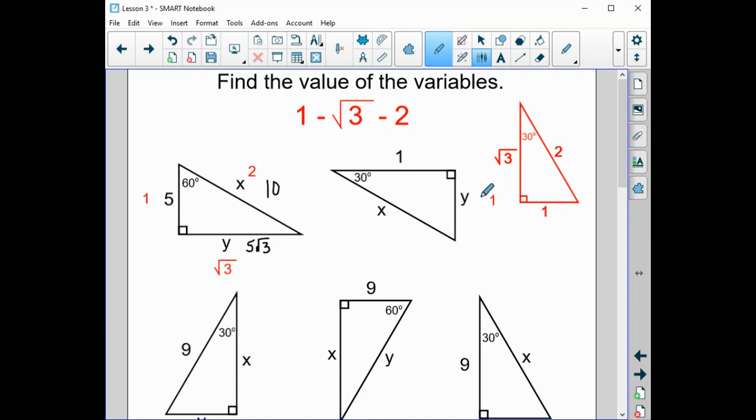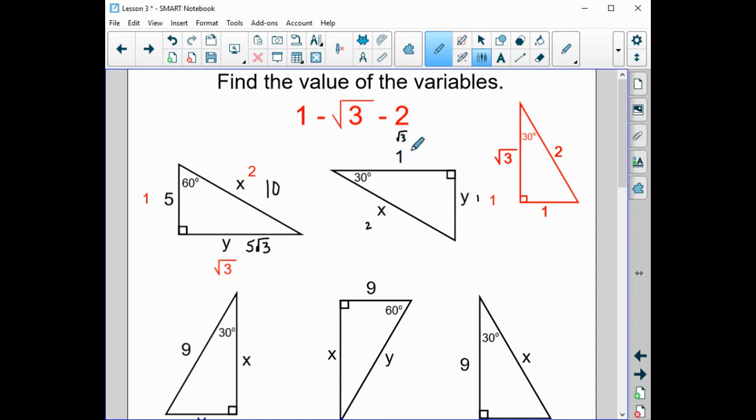On my next example, I've got the long leg, and if I label my sides again like we did on the previous one, this is the 1 side, this is the radical 3 side, and this is the 2. And remember, I said every time we look at these, we want to compare a side to the short leg. So this side of 1 to the short leg here of y. Well, in order to get it, I'm going from long leg to short leg.